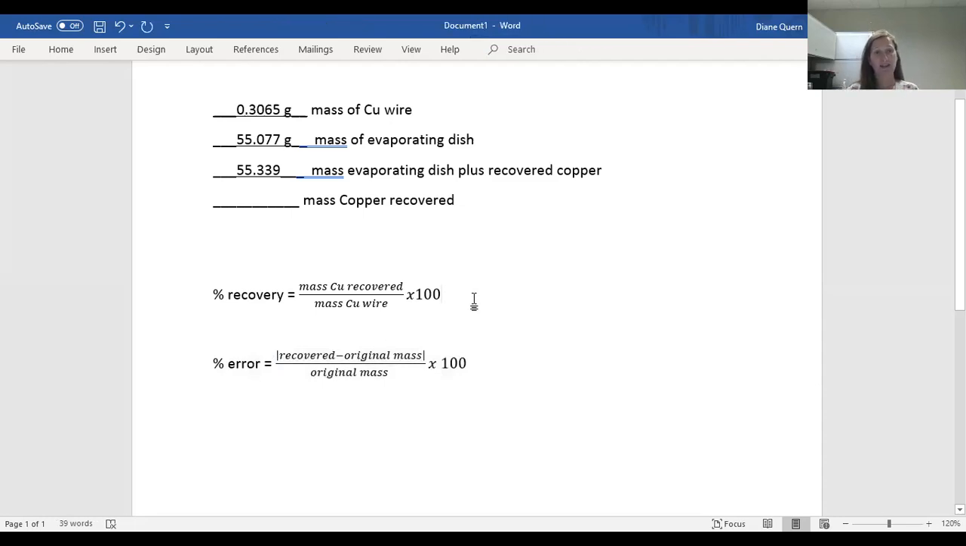So once again, remembering percent recovery, that's kind of like a percent yield calculation. So the higher the percent, the better. If you got 100% recovery, that means you recovered all of the copper you initially started with, meaning you did everything perfect.